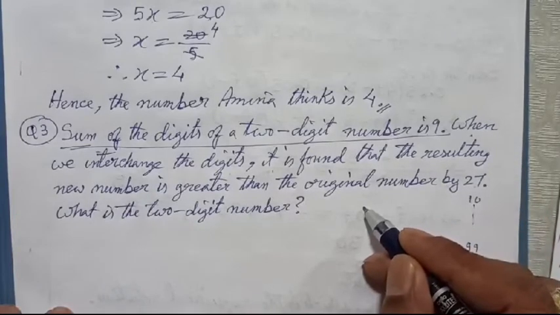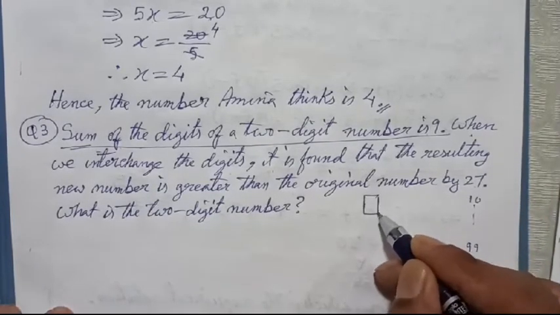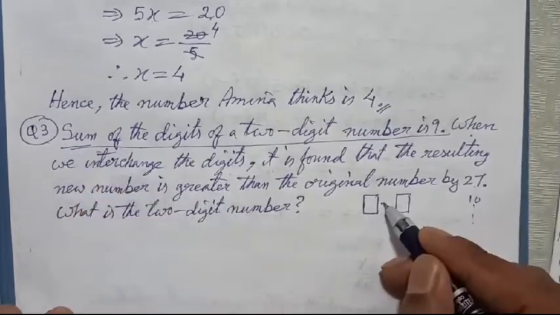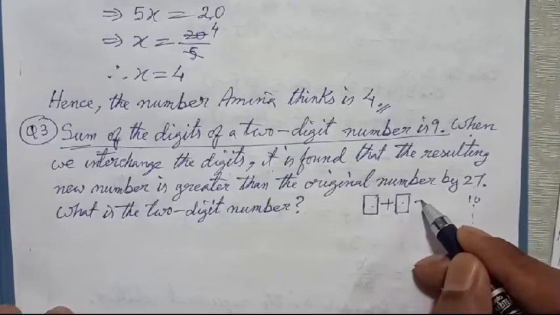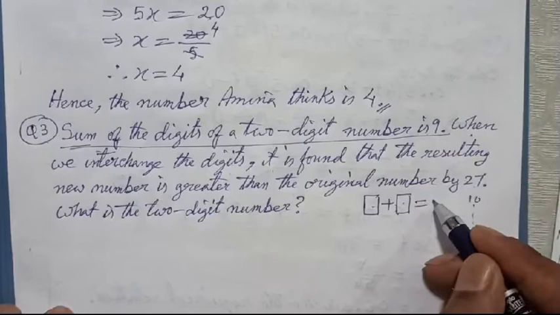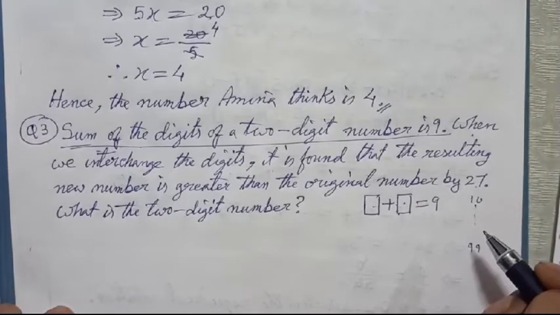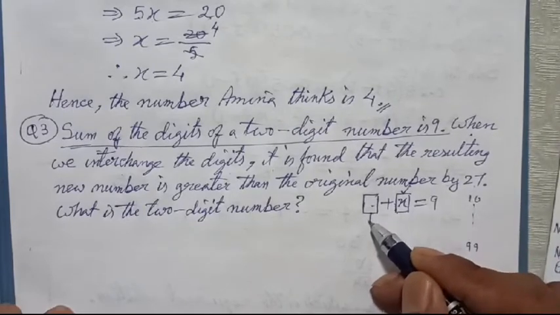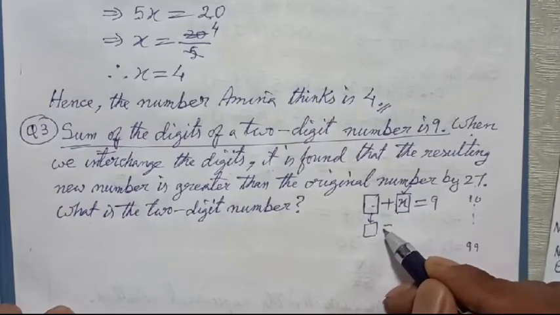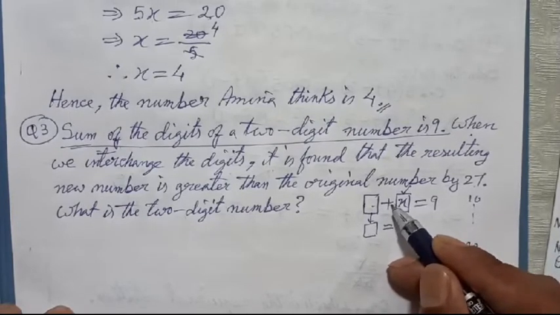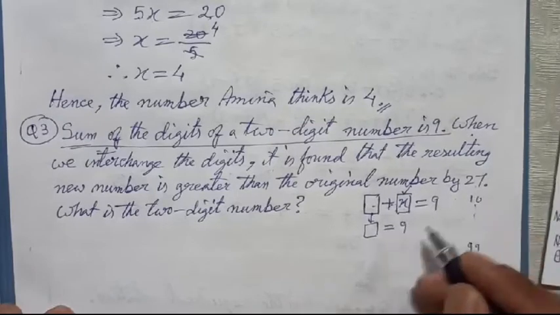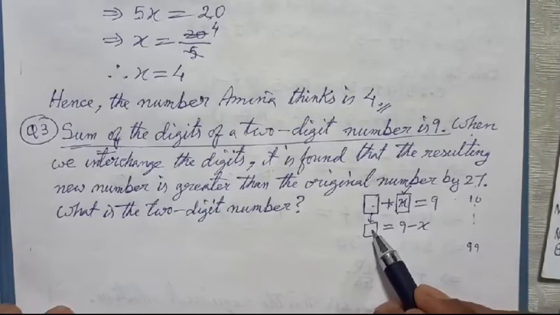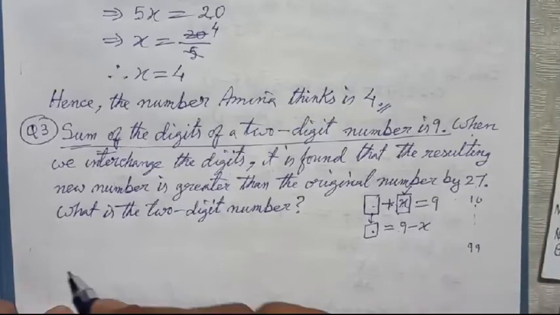Here it is given the sum of the digits of a two-digit number. That means, let us suppose that this is the tens place digit, and this is the unit place digit. And sum means if we add these two digits, it is given in the question as 9. If we suppose that the unit place digit is x, then the tens place digit will be equal to, if this plus x is transposed to the other side, then this plus will be changed to minus, then we will get minus x. So if unit place is x, then the tens place digit will be 9 minus x. We have to start from that.